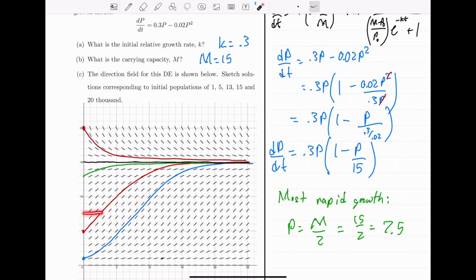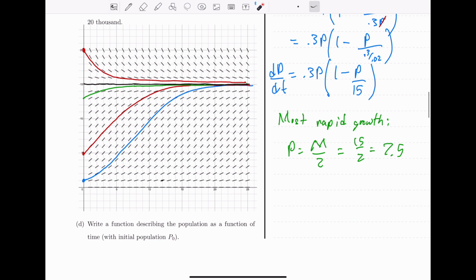7.5 is right here. And look at the slopes of the slope field lines. The slopes are steepest right around 7.5. That's exactly what we expect from the work that we did to figure out at what population we have the most rapid growth. So we have the very steepest slopes when population equals 7.5, just as we expect. And we can see that very clearly in the slope field.